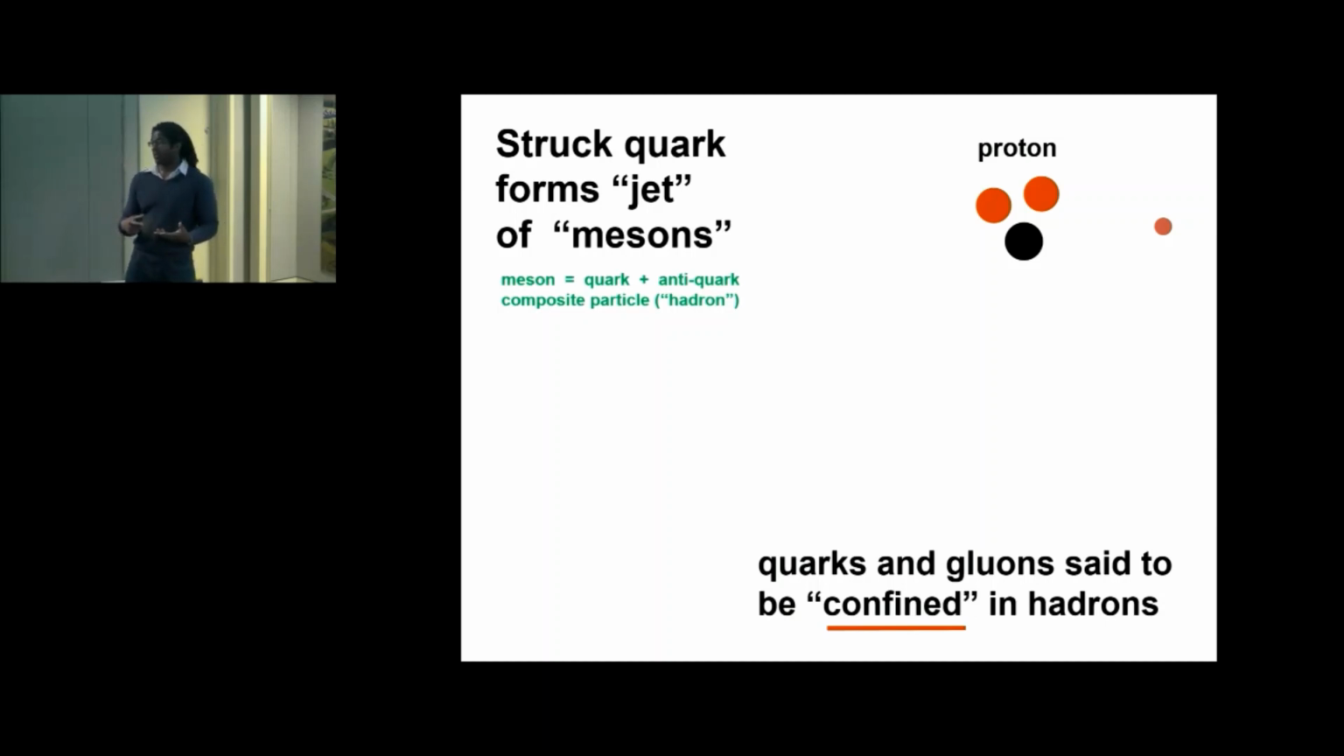However, I said that quarks can't exist in isolation. So what happens is that energy that you use to free the quark, part of that energy goes into actually creating quark-antiquark pairs, which this free quark will then tag onto.